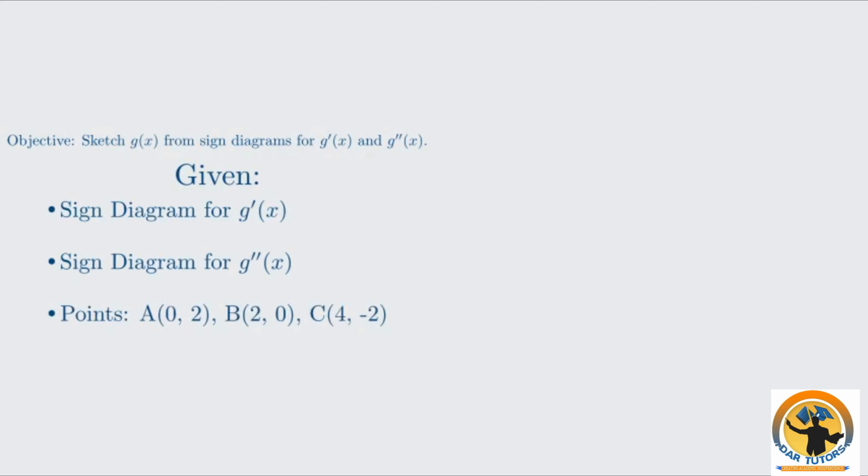Let's work through one more example of sketching a function from its derivatives, this time using sign diagrams. We are given two sign diagrams, one for the first derivative, g prime of x, and one for the second derivative, g double prime of x. We are also given 3 points that lie on the graph of g of x. Let's start by analyzing the sign diagram for g prime of x. The critical points are at x equals 0 and x equals 4.